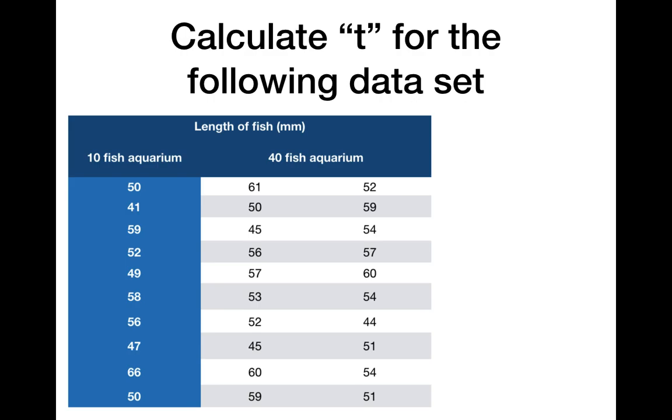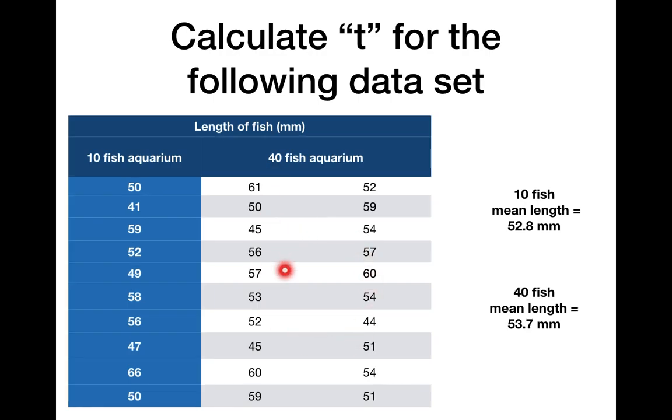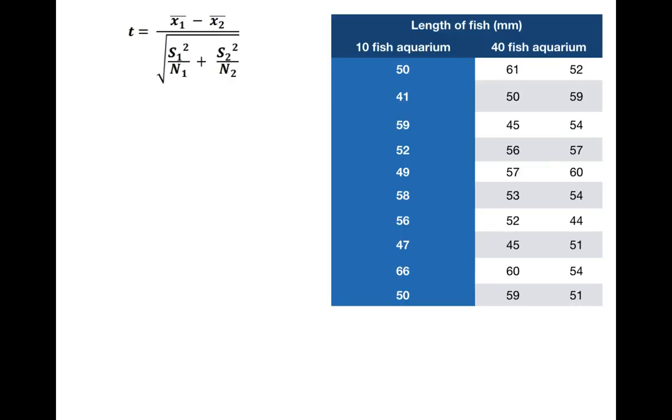So here's my data set. I have an aquarium with 10 fish, and here's the mean length of those fish. Here's an aquarium that has 40 fish, and I don't have all 40 fish written down. I'm just going with 20. That's enough for my sample. So first thing, the mean for each population: the mean fish length here is 52.8. The mean fish length here is 53.7. So pretty similar means. Is there a relationship here, a difference between the two?